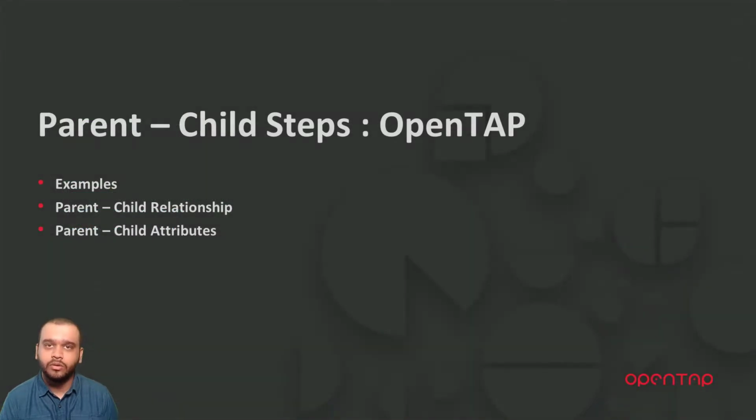So in this video, we learned about parent-child test steps. This is a very powerful concept that is provided by OpenTAP. It can be used in a number of ways. We saw a couple of example use cases of how to use the parent-child test steps, and then we took a look at defining the relationship between the parent and child test step classes by using certain attributes.